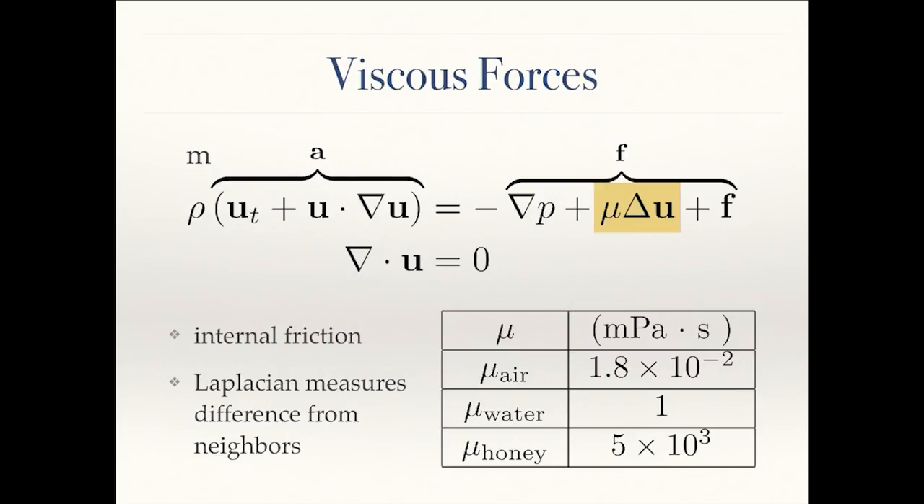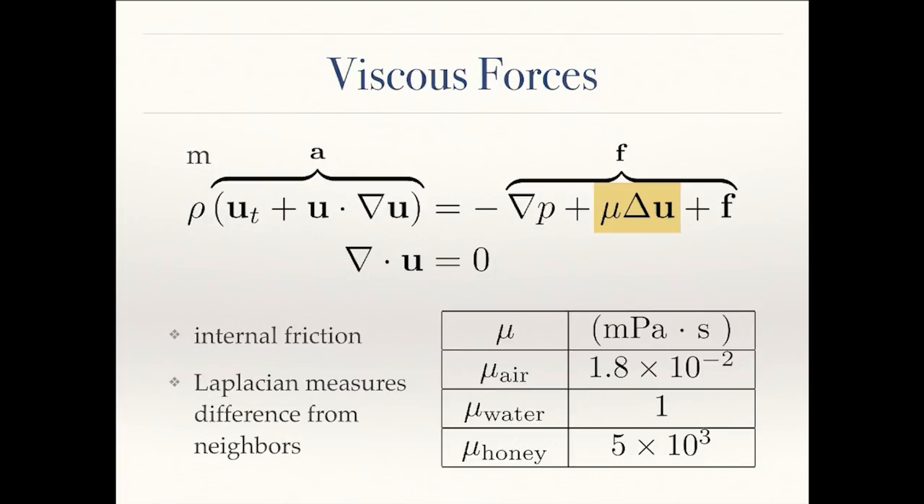This term represents viscous forces in the fluid. Viscous forces in a fluid are internal friction. I put a table here of viscosity values for different fluids. The important thing here is the relative values. You can see, for example, honey has a viscosity that's more than 3 orders of magnitude times water, and air has an even lower viscosity. So honey resists shearing motions inside the fluid even more strongly than, say, water or air.